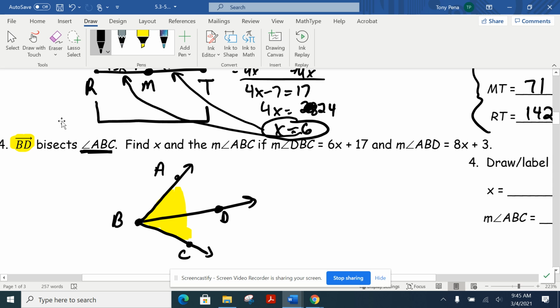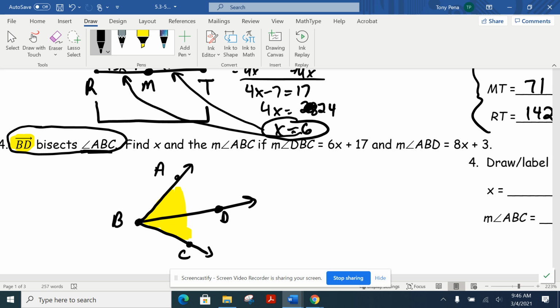Like number 2, where I was asking you, is this an angle bisector? You were supposed to determine if it was an angle bisector in number 2. In number 4, I am flat out telling you that that angle is going to get cut in half. So that absolutely cuts this angle in half.